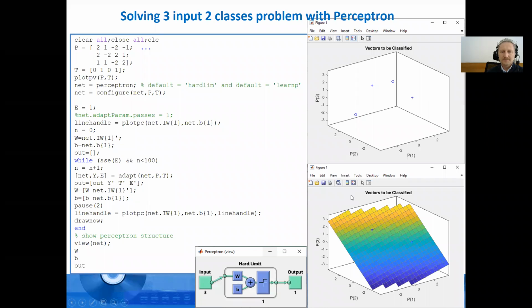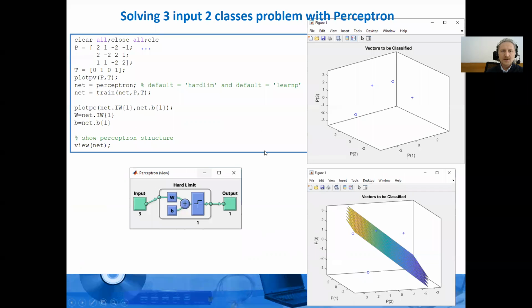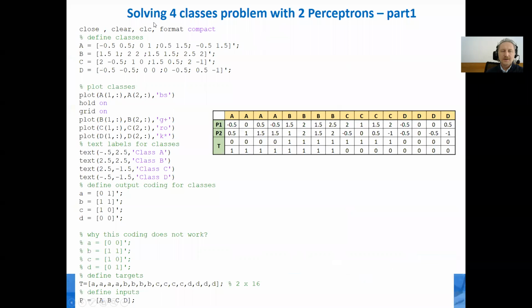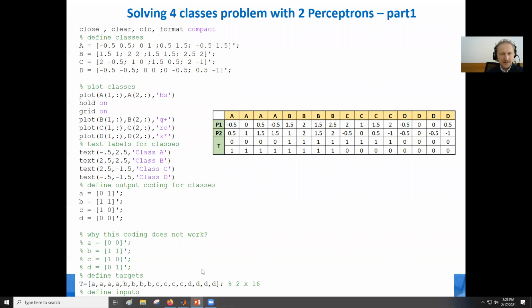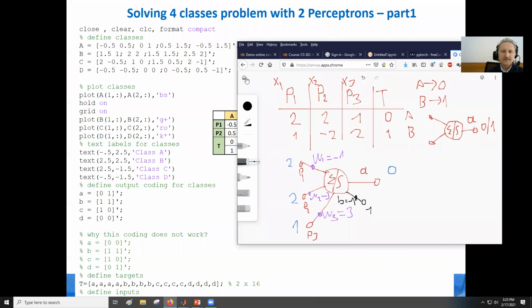So, another question: solving a 4 class problem with 2 Perceptrons. We have solved the 3 input, 2 class problem with one Perceptron. In this case, we have 4 classes. This is important, so let's illustrate it.